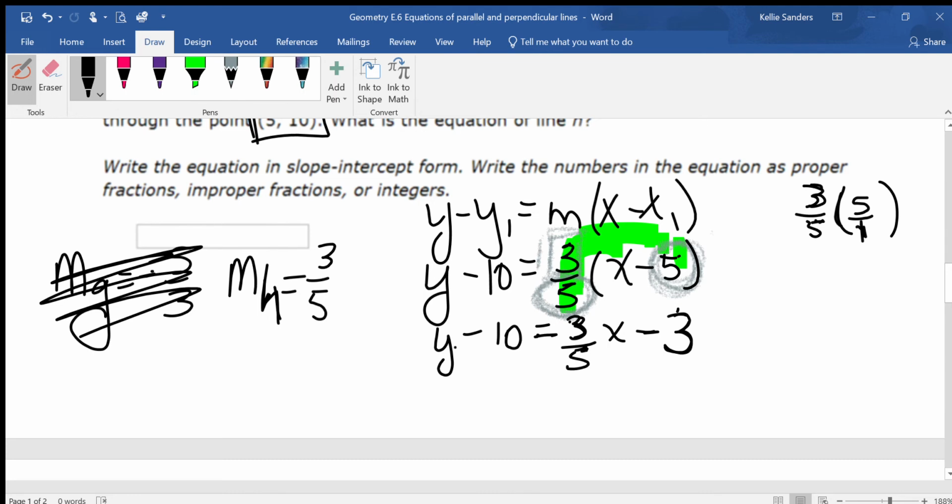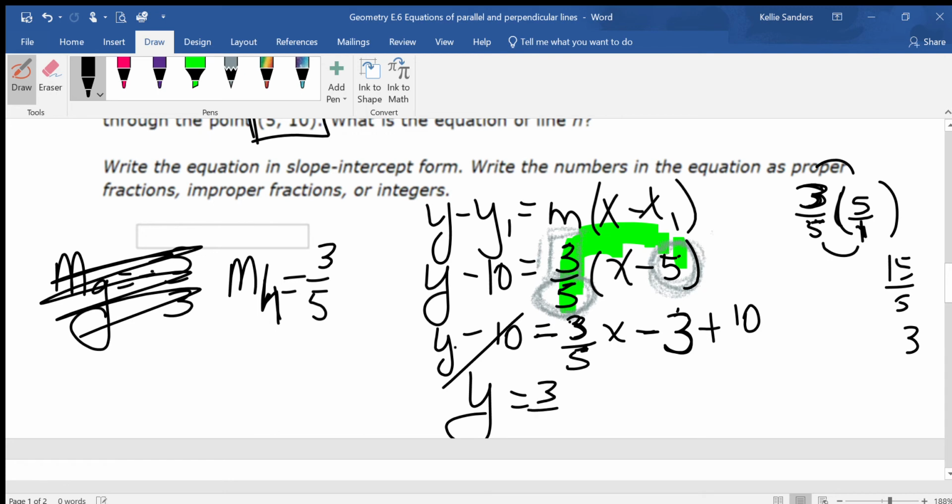Multiplying fractions is no problem. Top times top and bottom times bottom. 3 times 5 is 15. 5 times 1 is 5. And 15 over 5 is 3. See? We can do math without calculators. Then, we need y equals, which means that we're going to take the negative 10 and put it over here with a 3. So negative 3 over 5x plus 7.